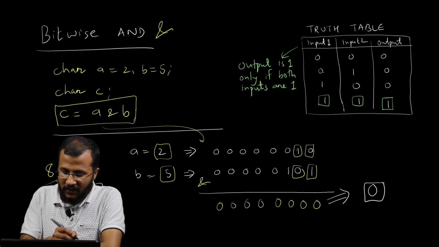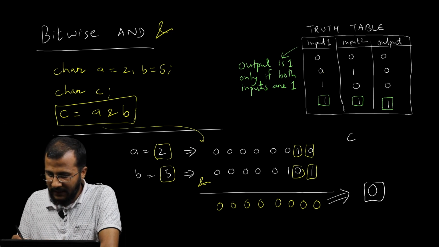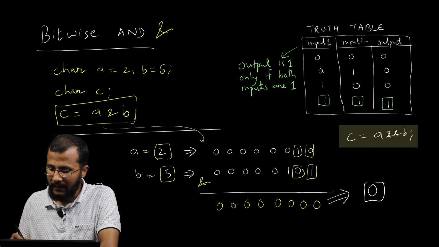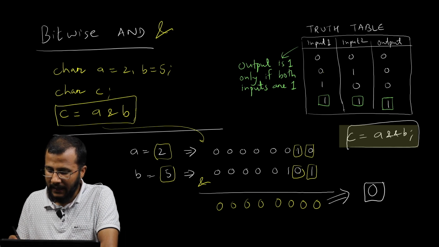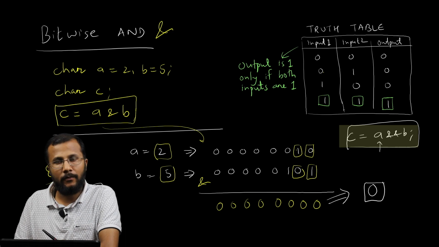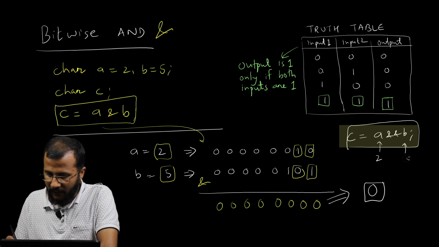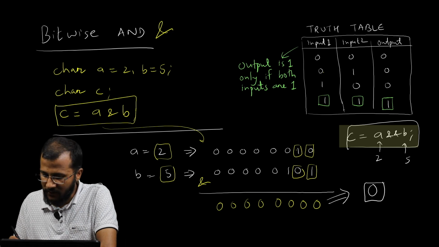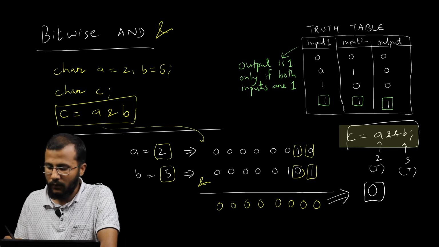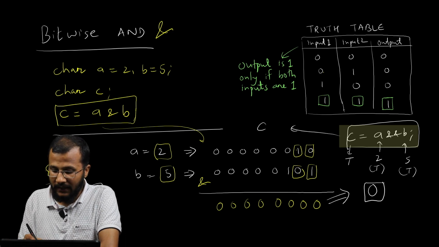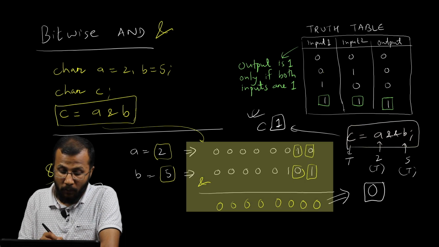Now, if instead of bitwise I was doing logical AND, A and B, the output would be something different. A is 2 and B is 5, both are non-zero numbers, and a non-zero number is treated as true. In logical AND, if both the inputs are true, the output is true. Therefore C would store the value 1. So this is how logical AND works, and this is how bitwise AND works.